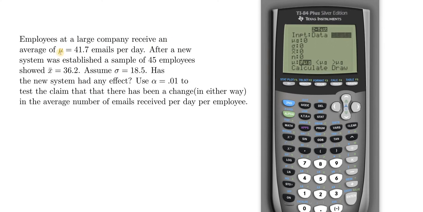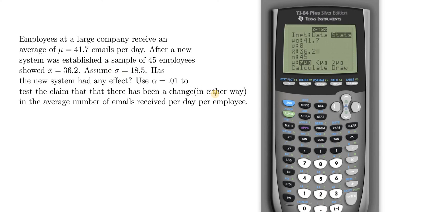Okay, let's carefully read the question. Employees at a large company receive an average of mu equals 41.7 emails per day. So mu is going to be your null hypothesis, so 41.7. After a new system was established, a sample of 45 employees, that's going to be our sample size. So I'm going to go down here and type in 45. Showed that x bar is 36.2. That's the sample mean. So we'll type that in up here.